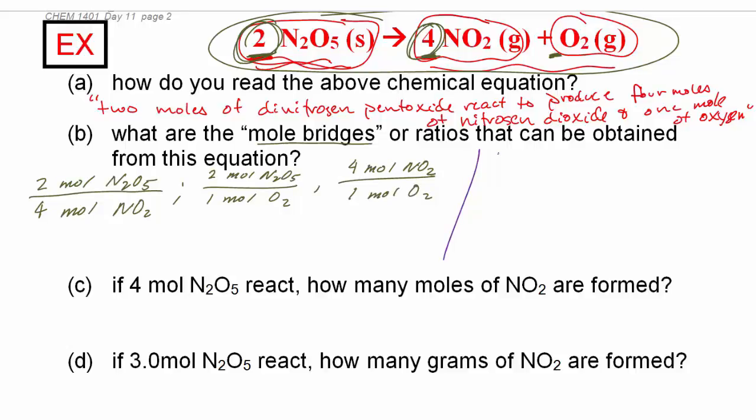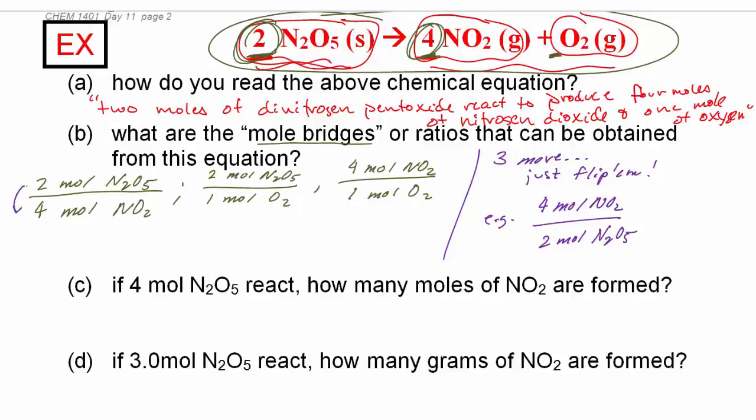And there's 3 more ratios. Just flip them. For example, 4 moles of nitrogen dioxide for every 2 moles of dinitrogen pentoxide. So you can just flip all these ratios. You'd have 3 more. So there's a total of 6 mole bridges that we have.